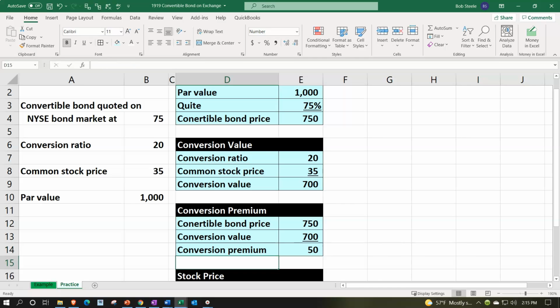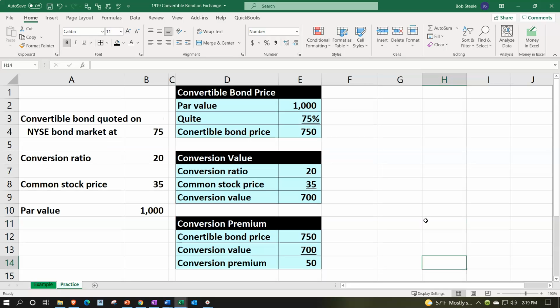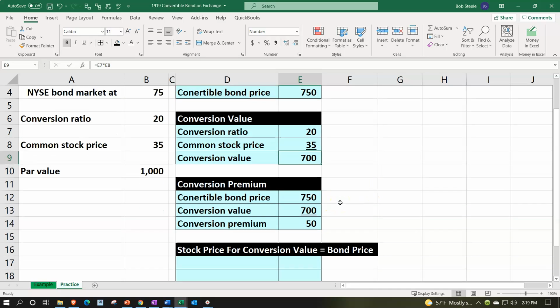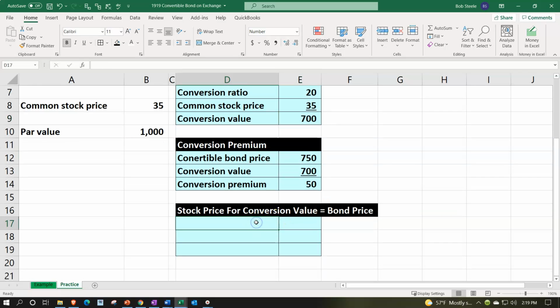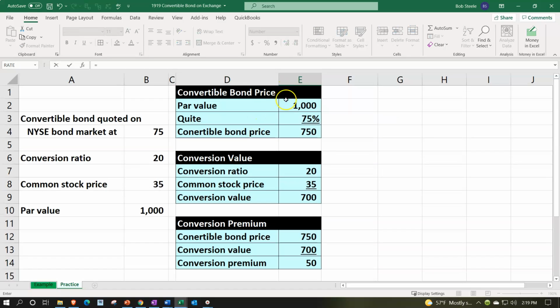All right. And the question of what could the stock price be for the conversion value to equal the bond price? So in other words, we have the bond price at the 750. Where do we have to be for the stock price? Where does the market price for the stock have to be in order for us to have the conversion value equal to the 750? So for that, we're going to be taking a look at the convertible bond price, which is going to be the 750, equals the 750.